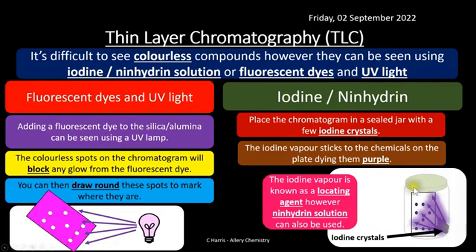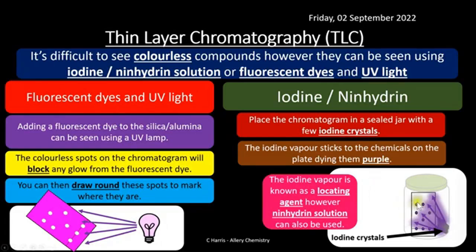Now, as I mentioned before, amino acids are colorless, so we can't actually see anything on the chromatogram. When we run this, we will just see the solvent has risen up. So we have to spray a dye on it to show up the spots where the amino acids have risen on the chromatogram. We can use iodine or ninhydrin solution, or we can use fluorescent dyes and UV light to identify what these are.